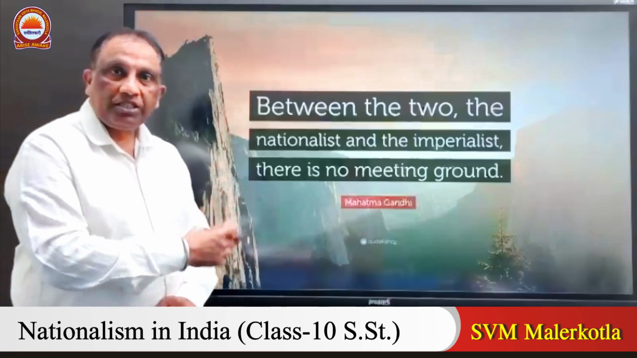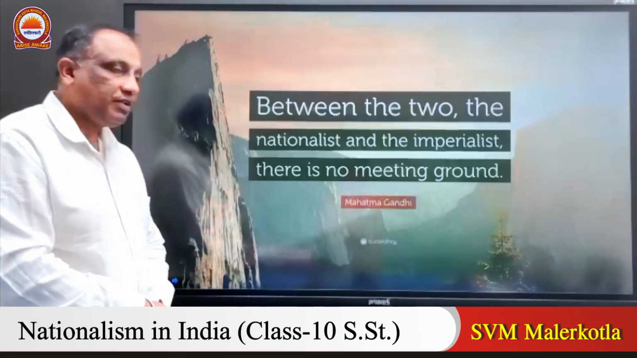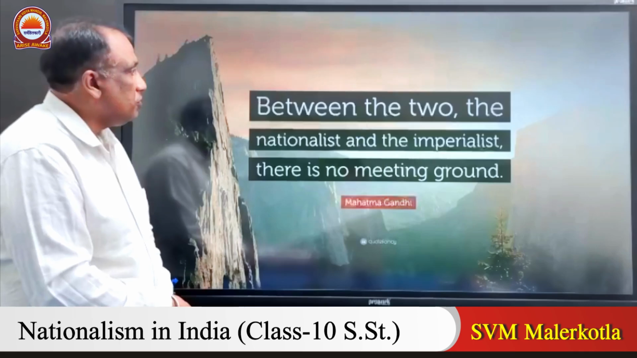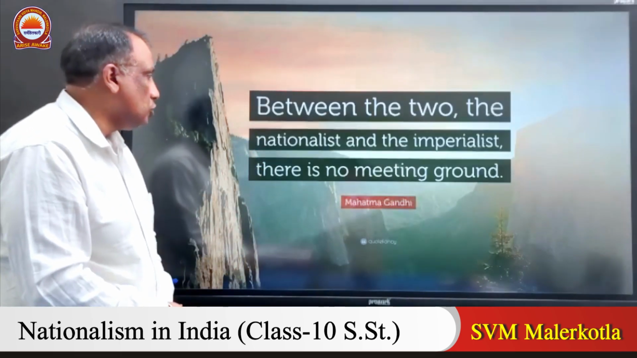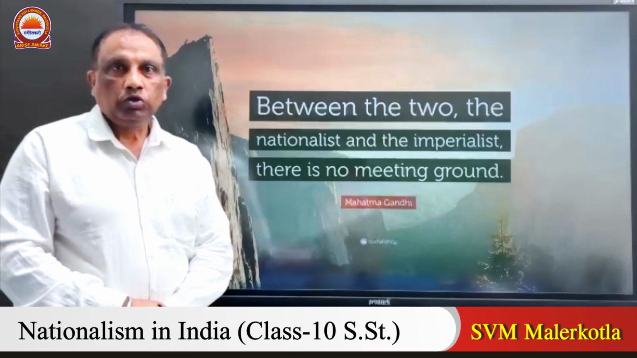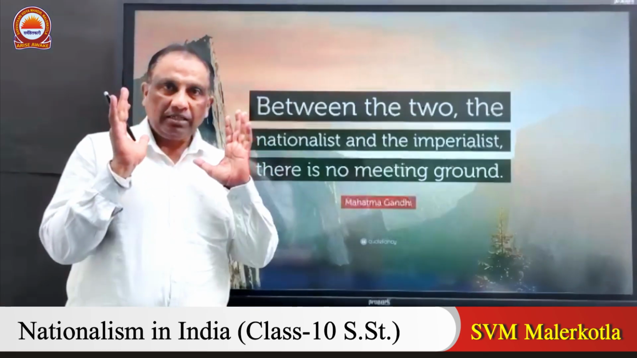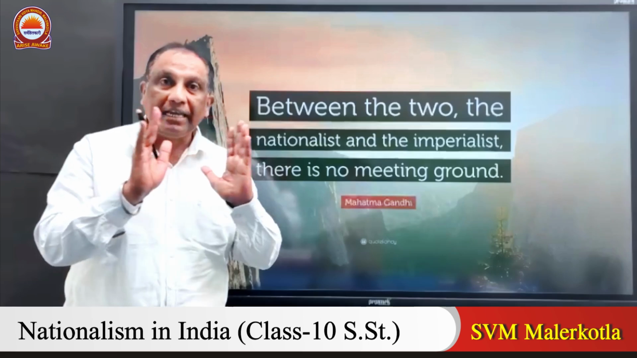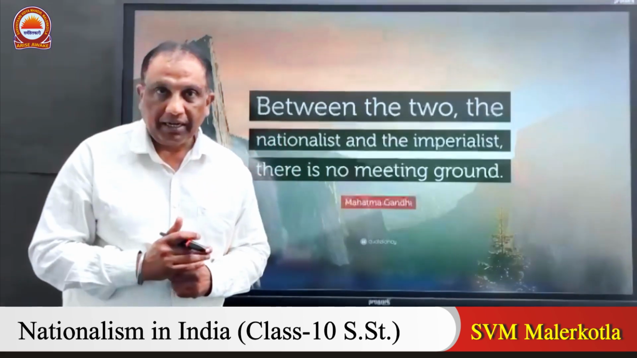Now here is one quotation of the father of our great nation, Mahatma Gandhi ji. Between the nationalists and the imperialists, there is no meeting ground. These two words, nationalist and imperialist, are against each other. एक मरने को तैयार है, दूसरा मारने को तैयार है.